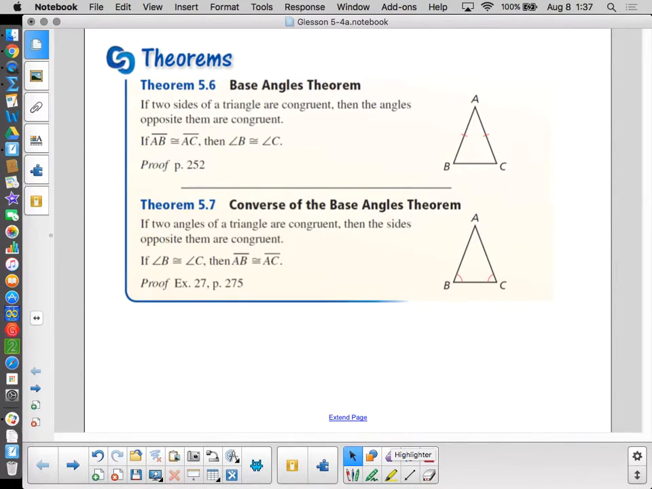Conversely, if I have two angles congruent, B and C here, then the sides opposite those angles must also be congruent. So, shortcut, congruent angles give me congruent sides, and congruent sides give me congruent angles in triangles. Pretty straightforward stuff. Not really complicated at all.